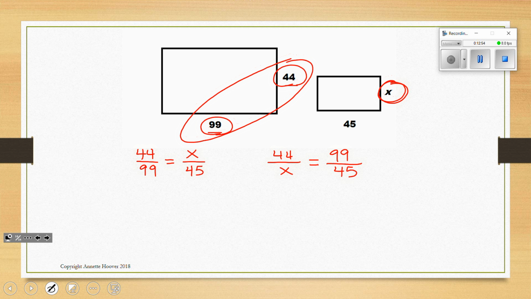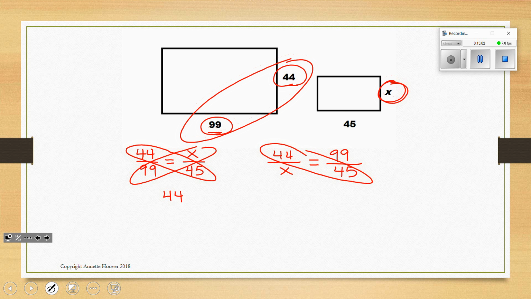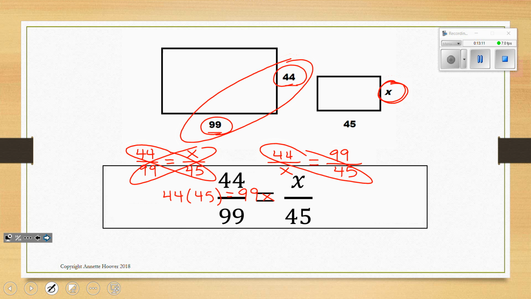Because if you look here, you have 44 times 45, which you would have over here, and then you have x. So both ways you have 44 times 45 and then 99x. And when you multiply your numbers and then divide by 99, you're going to get 20. So you can use this to find the missing side of shapes in geometry. Good luck with proportions.